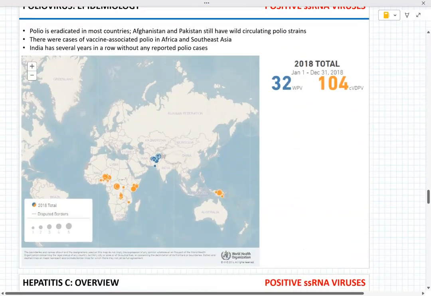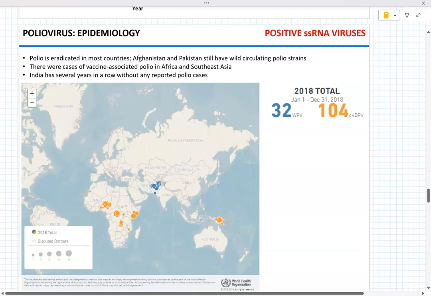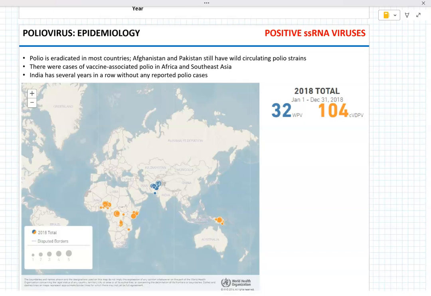And finally, this is the last thing we're going to talk about. So WHO constantly sets the goal to eradicate polio, which is an ill-advised idea, because if you give people this live vaccine, they're going to shed the revertant. So we have to keep vaccinating people against polio, despite the fact that most countries have eradicated polio completely.